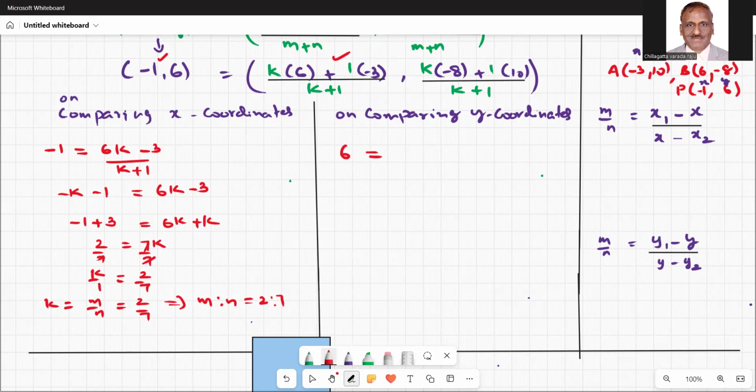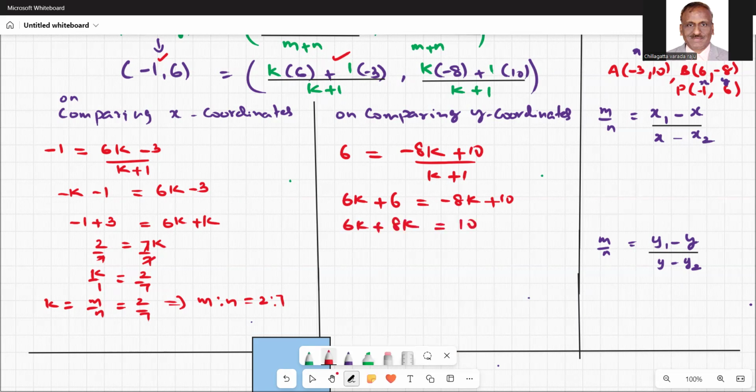6 is equal to minus 8 into K minus 8K, 1 into 10, 10, divided by K plus 1. When you cross multiply, it gives you 6K plus 6 is equal to minus 8K plus 10. Like the previous condition, bring the like terms to one side. Minus 8K, bring it to LHS, it gives you 6K plus 8K is equal to plus 10, plus 6 will become minus 6. So 14K is equal to 10 minus 6, which is 4.